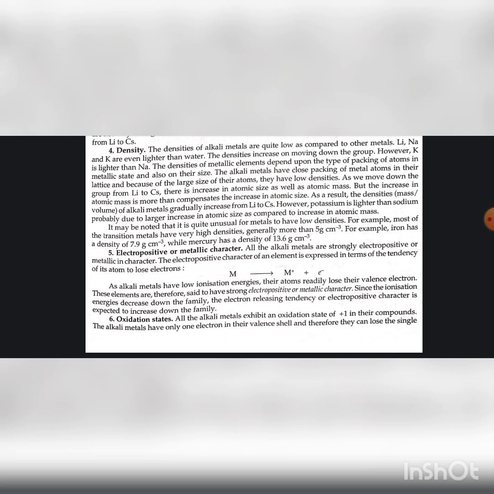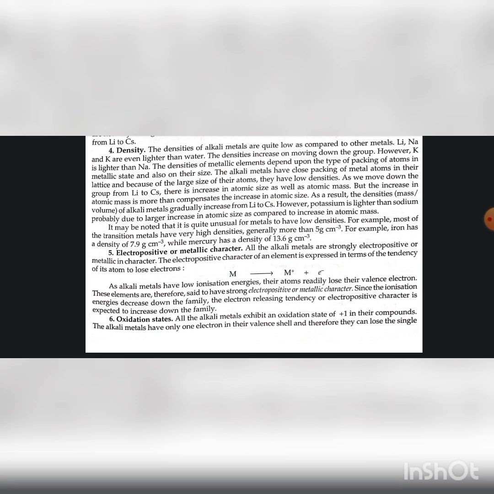Fifth is electropositive or metallic character. All the alkali metals are strongly electropositive or metallic in character. The electropositive character of an element is expressed in terms of the tendency of its atom to lose electrons. As alkali metals have low ionization energy, their atoms readily lose their valence electrons. These elements are therefore said to have strong electropositive or metallic character. Since the ionization energy decreases down the family, the electron releasing tendency or electropositive character is expected to increase down the family.